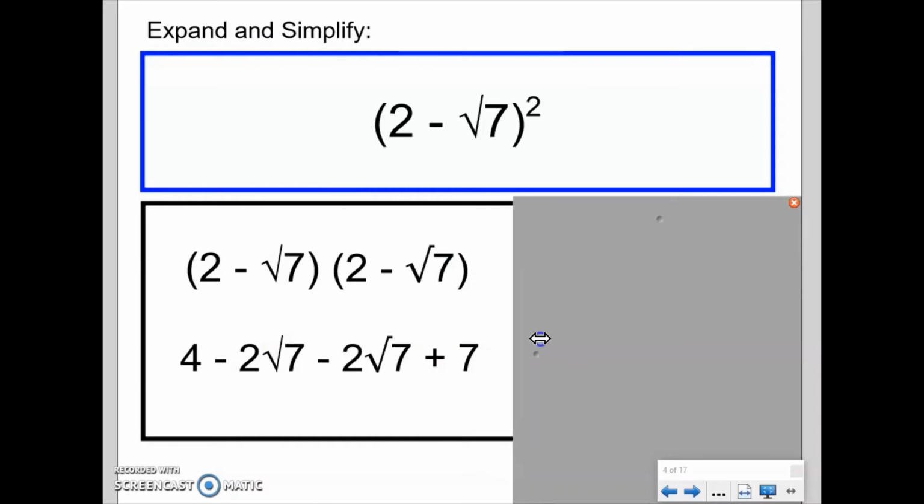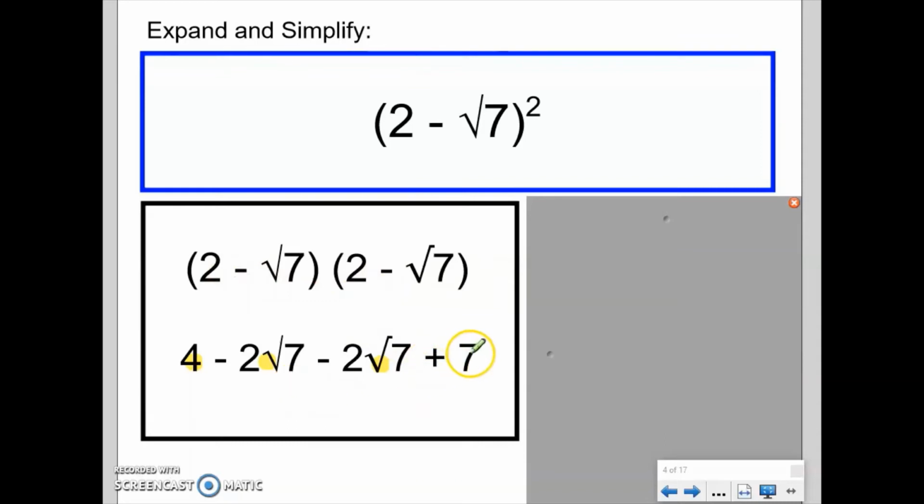So your method this time would look like this. So I wrote the question out again. The complete bracket multiplied by the complete bracket again. 2 times 2 gives me the 4. 2 times negative root 7 is negative 2 root 7s. Negative root 7 times 2 is negative 2 root 7s. Negative root 7 times negative root 7 is positive 7. The square roots cancel out, and the negative signs, 2 negatives making a plus.